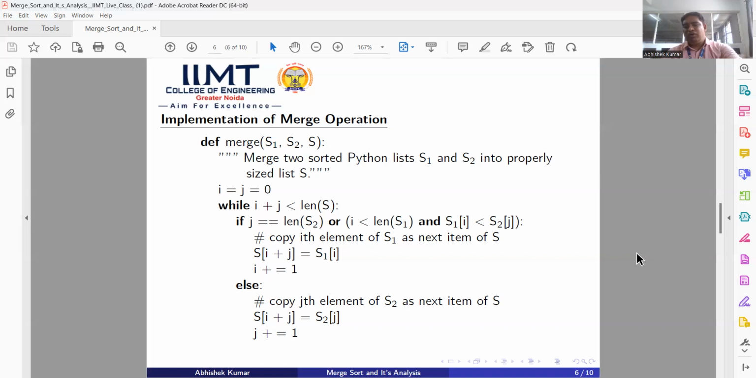And same thing we are doing, that means we are assigning one value to another value. So all these operations are primitive operations, and irrespective of the while loop, all other operations will take a constant amount of time. So if you add all the time required for this merging operation, it will come to theta of n. That means it will take n amount of time. So this is the operation of merging.